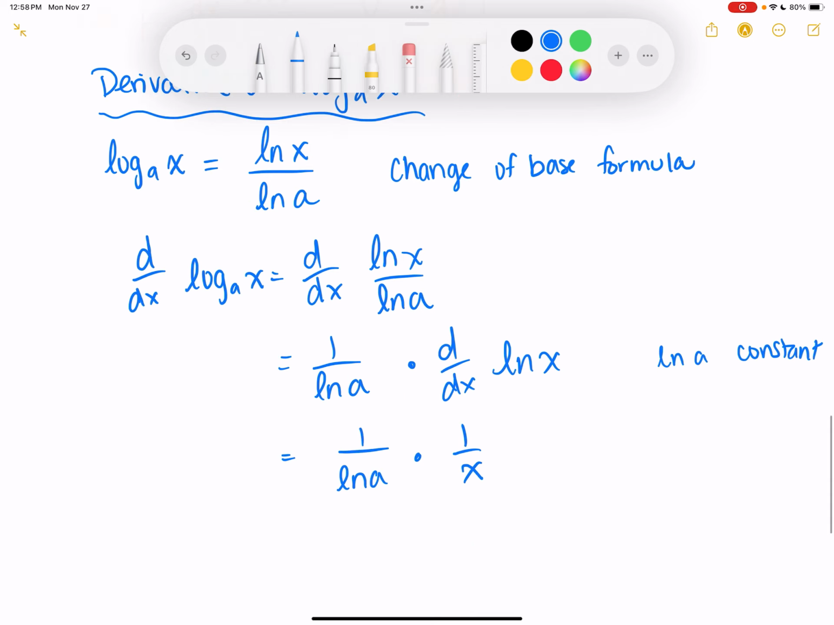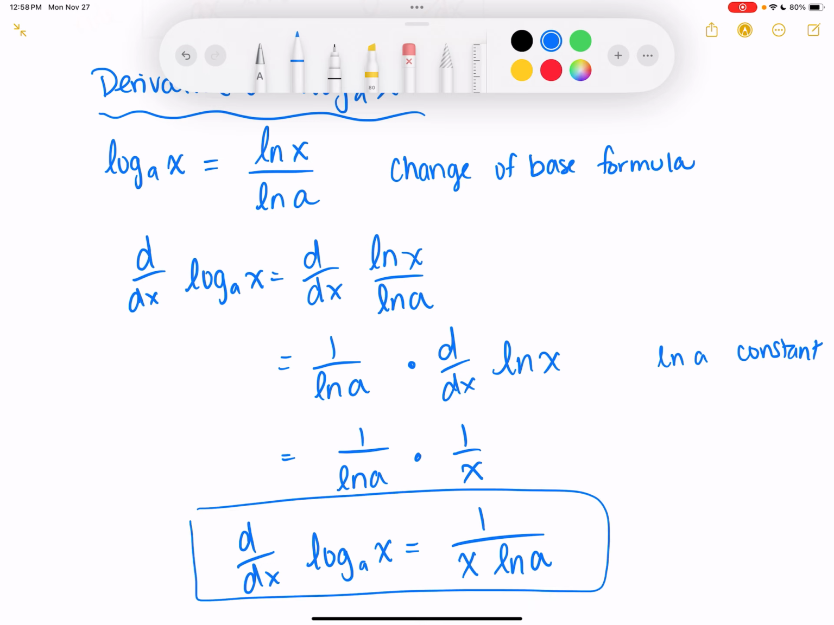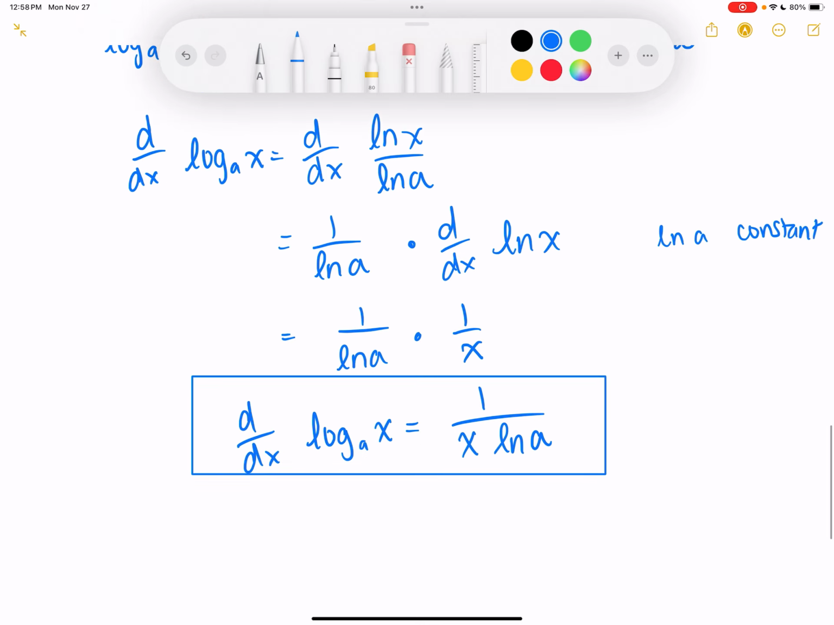So ultimately, d dx of the log base a of x is equal to 1 over x times the ln of a. Chain rule: d dx of log base a of u is 1 over u ln of a times du dx.